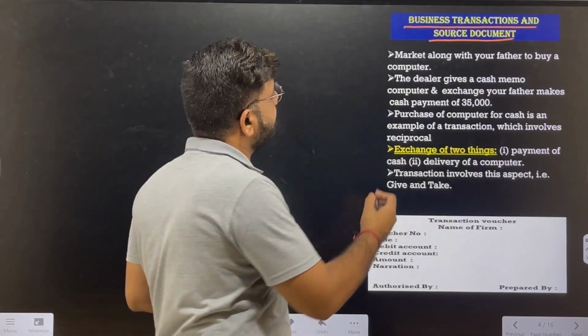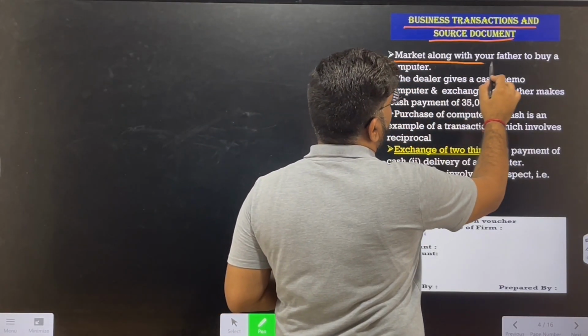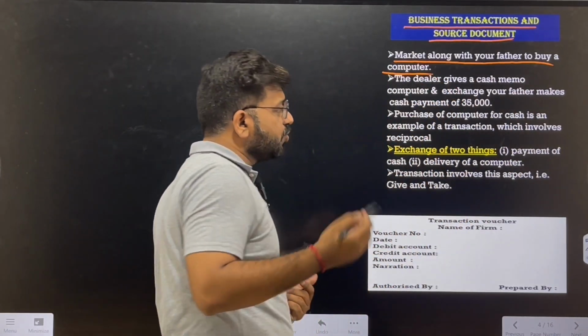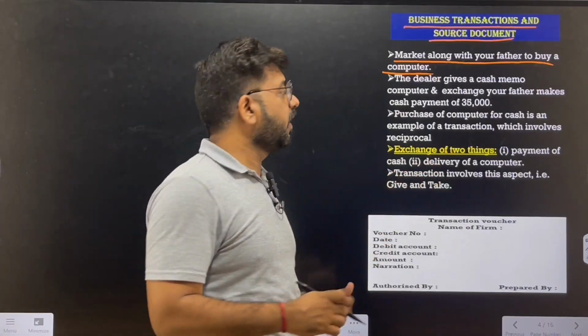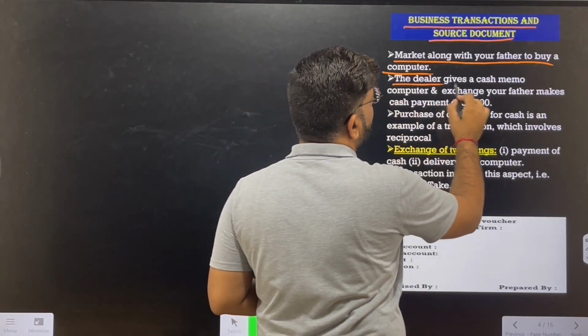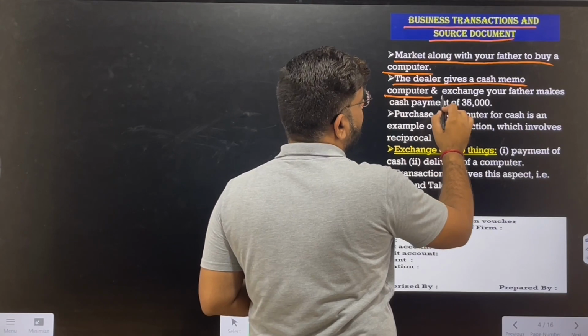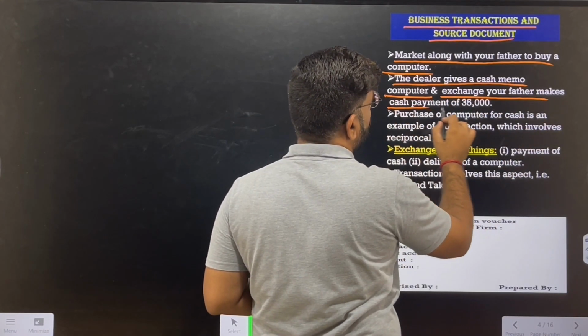Okay, so let's see it. Suppose you go to a market along with your father to buy a computer. What will be the scenario? When you go to the market, there is a shop, suppose XYZ shop, where you find the computer which you want. When you buy that computer, you will get a bill. Let's read it out. The dealer gives a cash memo of that computer, and in exchange your father makes a cash payment of 35,000.